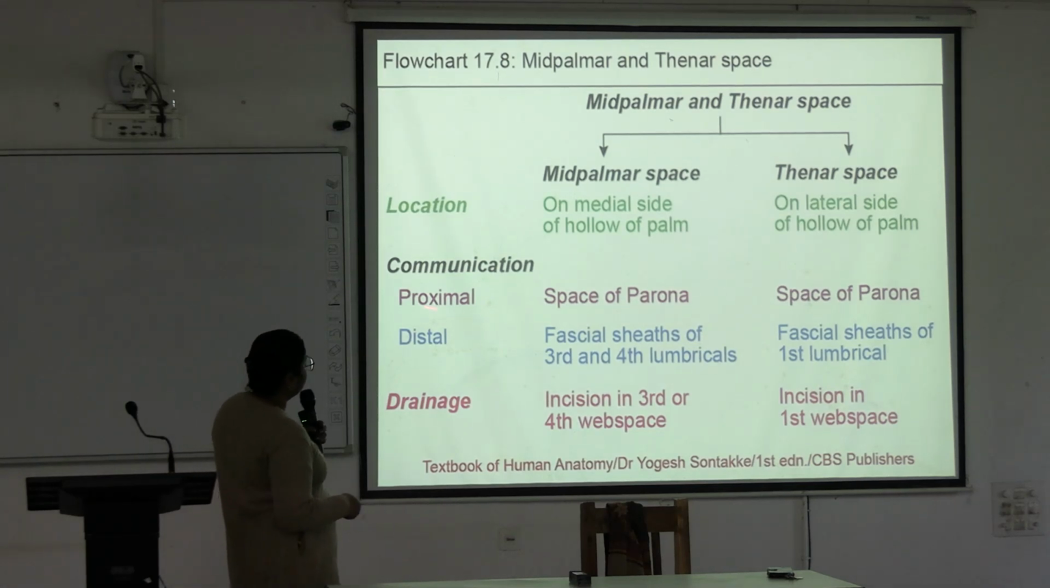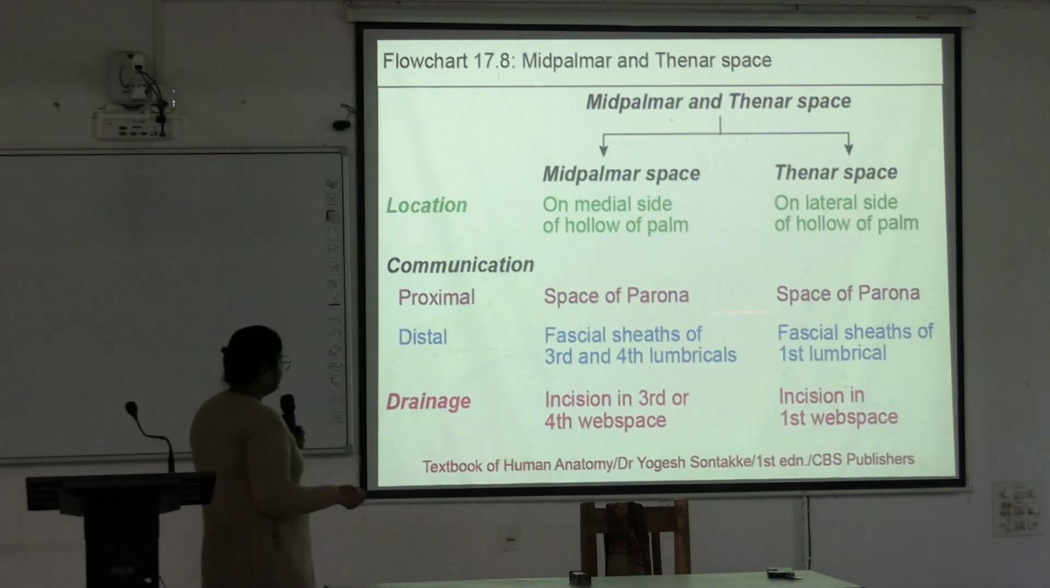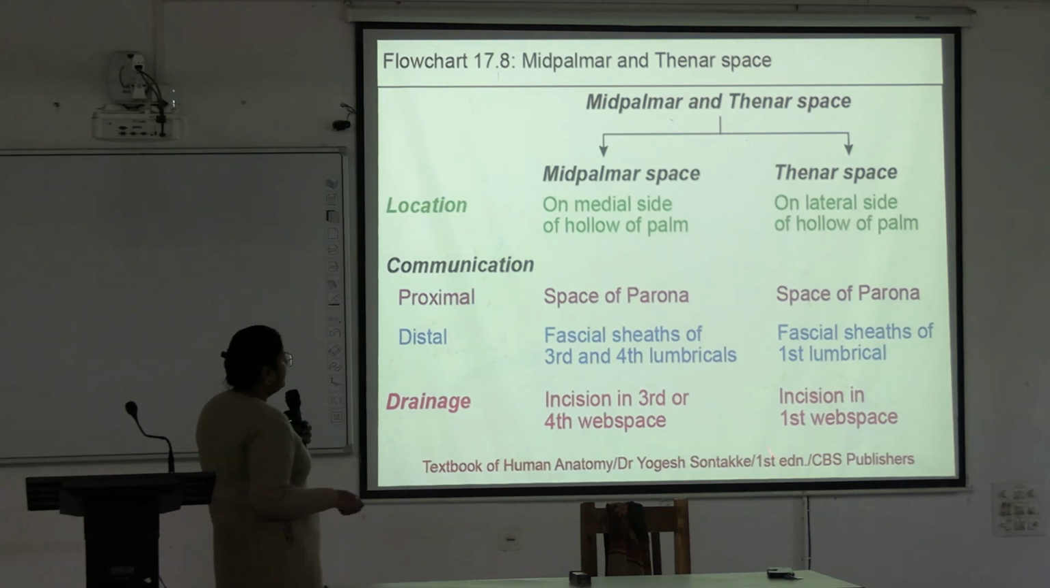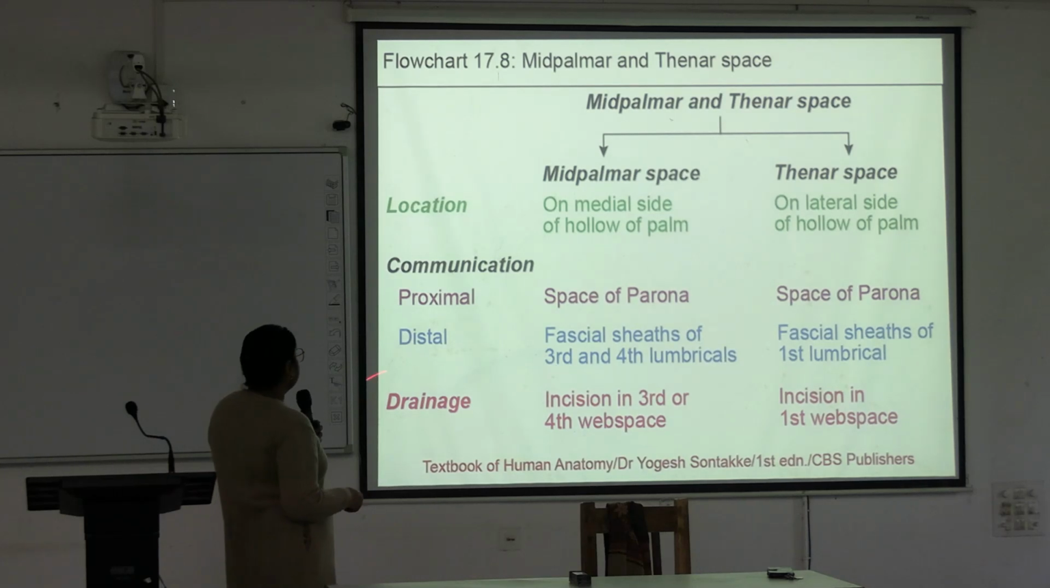Communicates proximally, both of them communicate with the space of Parona of the forearm. Distally with the fascial sheaths of third and fourth lumbricals for midpalmar space and fascial sheaths of first lumbrical for thenar space. And drainage: midpalmar space can be drained by incision in the third or fourth web space and thenar space can be drained by incision in the first web space. Okay.